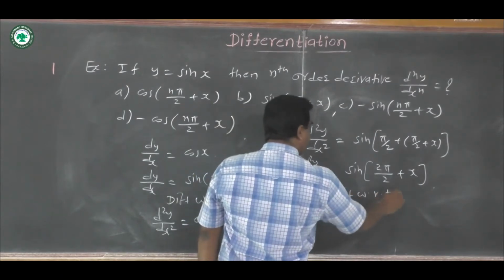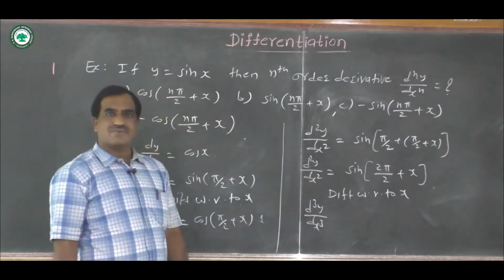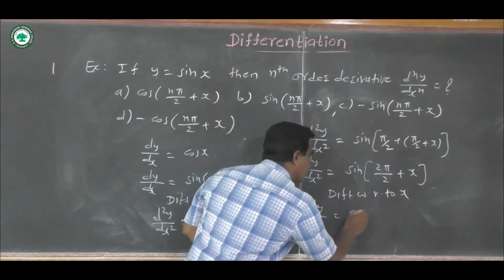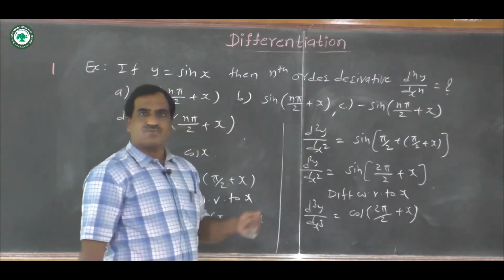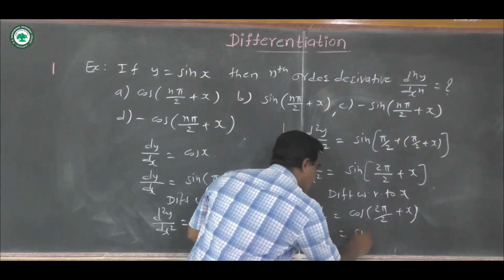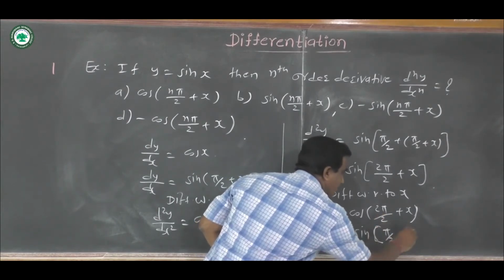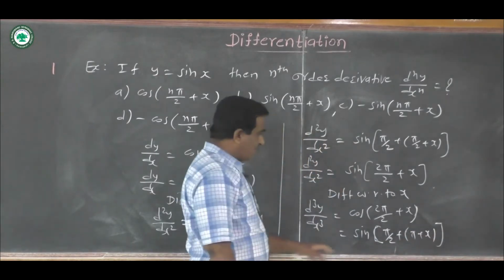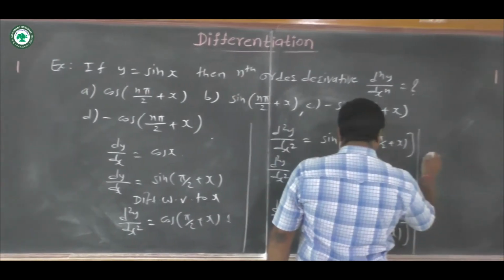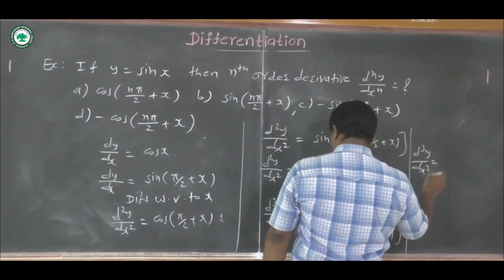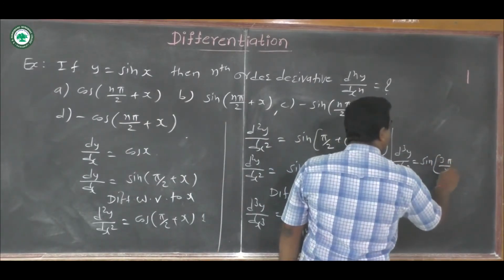Differentiate with respect to x, that is the third derivative of the function, d cube y by dx cube. Derivative of d square y by dx square, d cube y by dx cube is equal to derivative of this term, cos of 2 pi by 2 plus x into derivative of 2 pi by 2 plus x, which is 1. Okay. Now again we can write this in the form of sine. Sine of pi by 2 plus 2 pi by 2 means pi plus x. Okay. Now taking addition here, pi by 2 plus pi means 3 pi by 2. That is, we can write here d cube y by dx cube is equal to sine of 3 pi by 2 plus x.